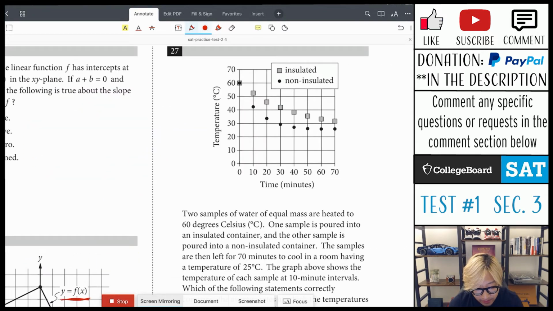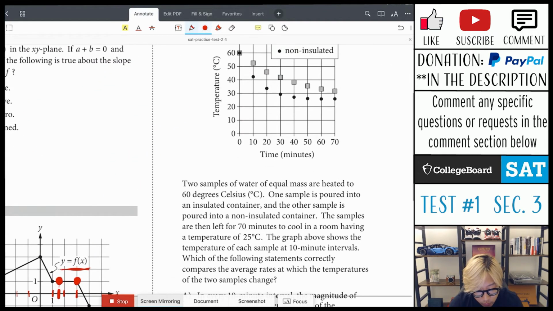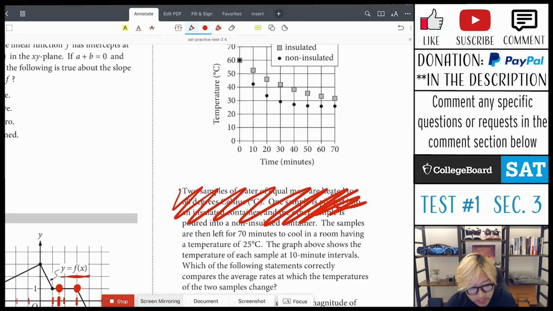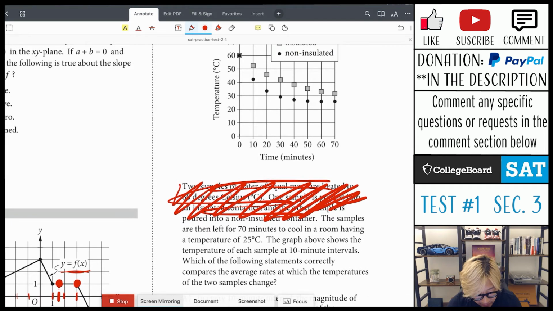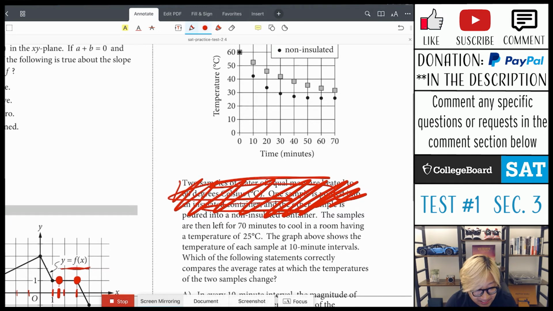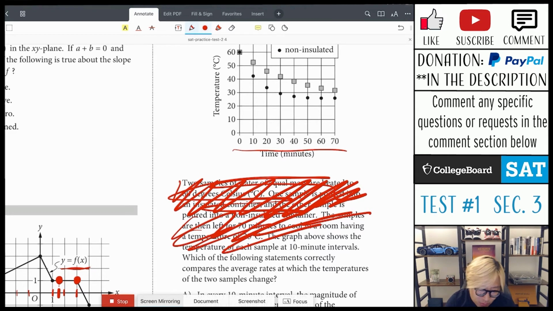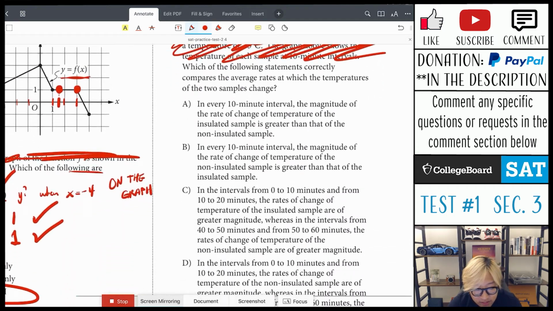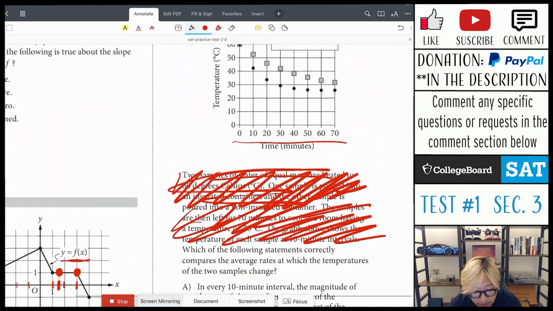Number 27. Two samples of water of equal masses. Don't read the first sentence because we see the graph up there. The samples are then left for 70 minutes to cool down and so on. I see it up there too, so get rid of that too. The graph above shows and so on. Don't read this too. Which of the following statements correctly compares the average rates at which the temperatures of the two samples change? First of all, it's a whole lot of wording, but let me just take a look at this first.